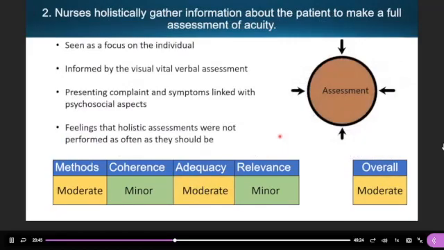Our second finding was that nurses holistically gathered information about the patient to make a full assessment of acuity. This was seen as a focus on the individual, not a generalization of the patient presentation. It was informed by the visual, vital, and verbal assessment. The presenting complaint and symptoms were linked with psychosocial aspects to assess the patient from all perspectives. And there were feelings that holistic assessments were not performed as often as they should be. This finding was only rated as moderate due to the fact that the adequacy was low. We found papers that talked about it, but not as much rich data as we would have liked.